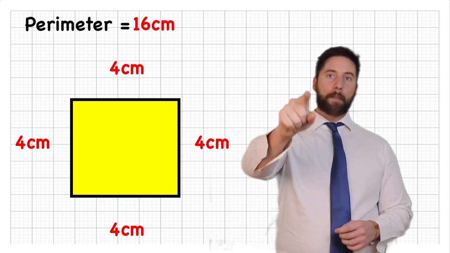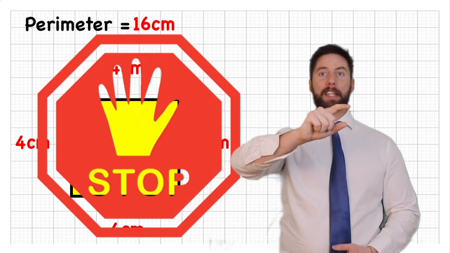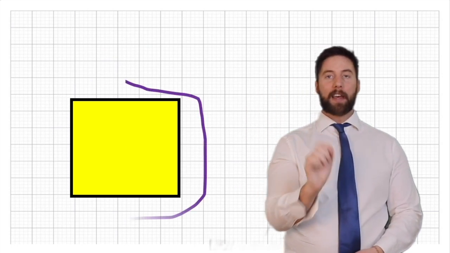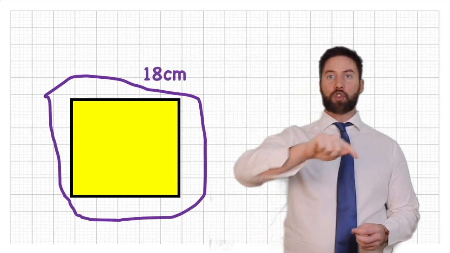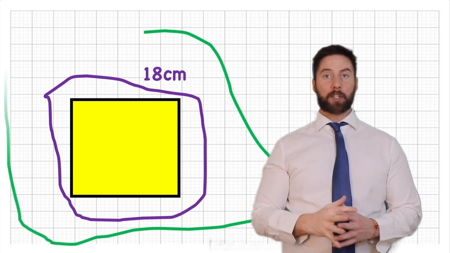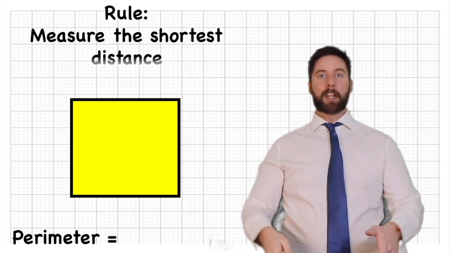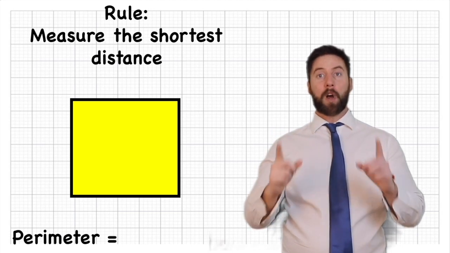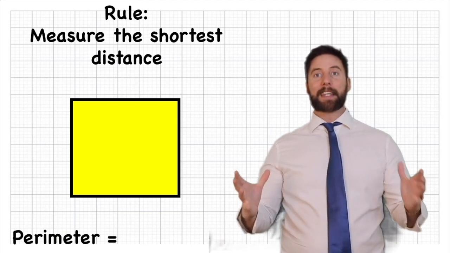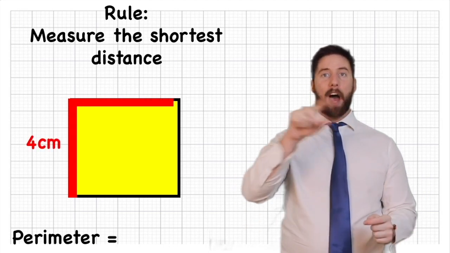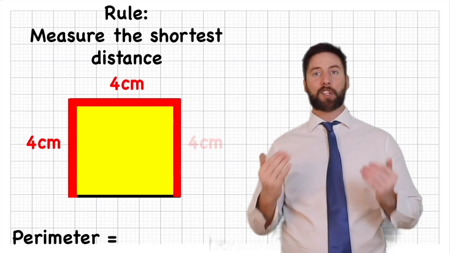But stop, what do I mean exactly by that? Because there are many ways of measuring around a shape. We could draw a line around the square, that's going to have one measurement, but I could draw a much bigger shape all the way around our square, and that's going to have a different measurement. So we need a rule, and the rule is that we measure the shortest possible measurement. And in all cases, that is going to be measuring the lines themselves. So in this case, 4 add 4 add 4 add 4 gives us 16.